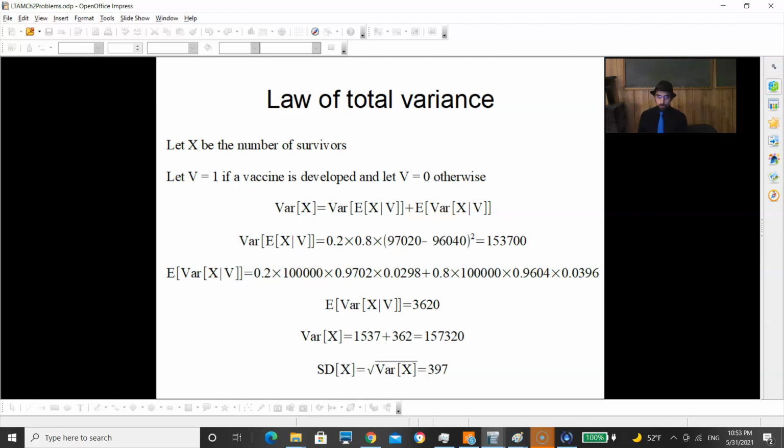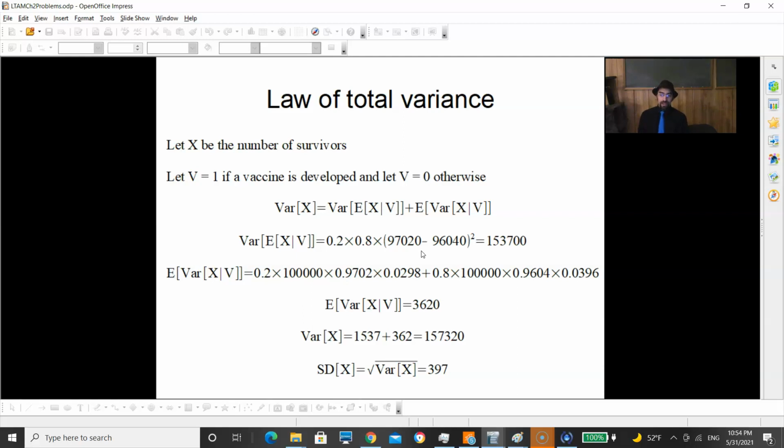And if you remember your formula for variance of a binary variable, something that can only take one of two values, it's probability of it taking the first value, times probability of it taking the other value, times the square of the distance between those values. And that gets you 153,700.